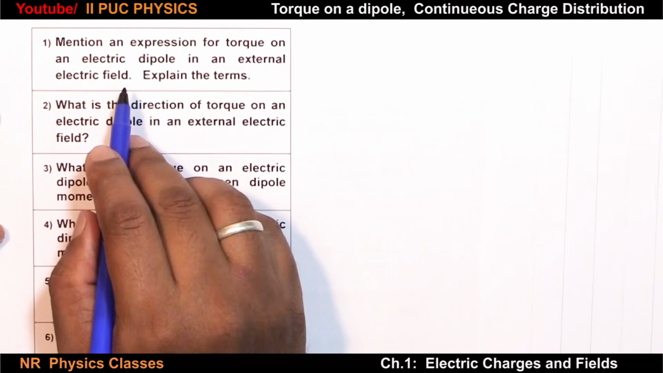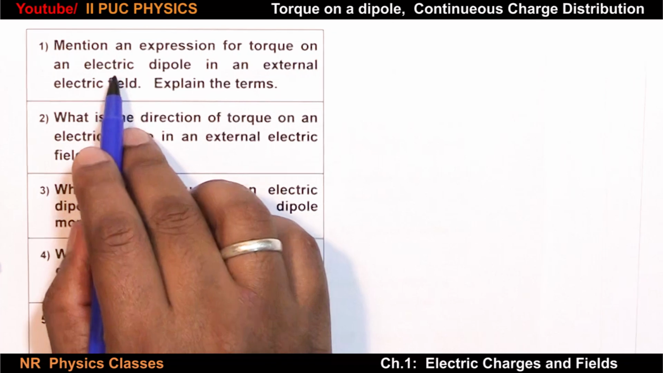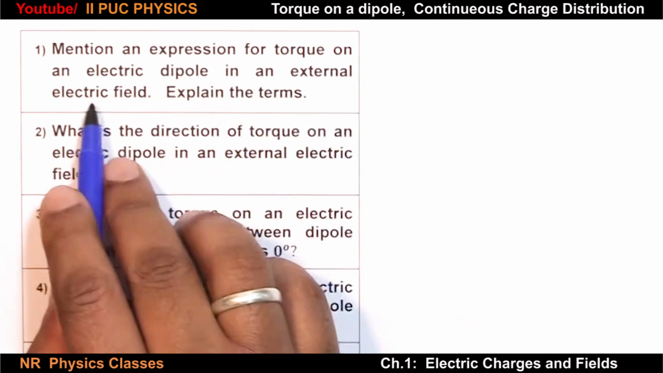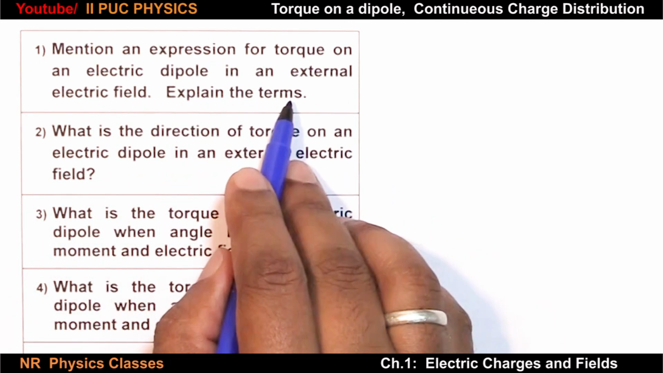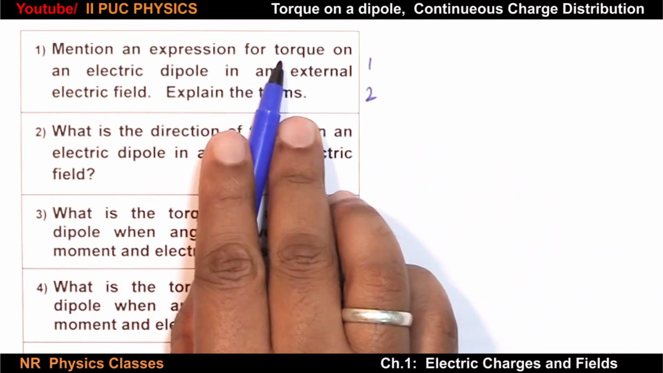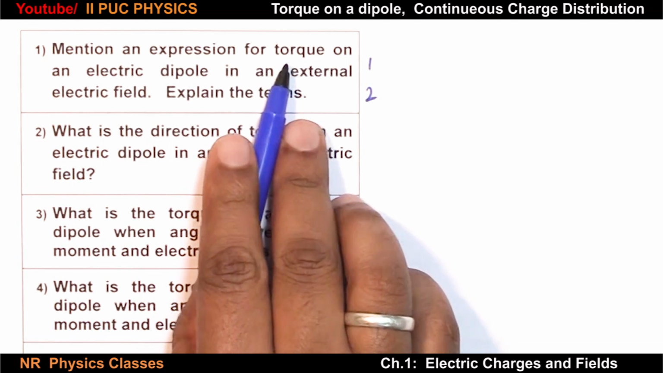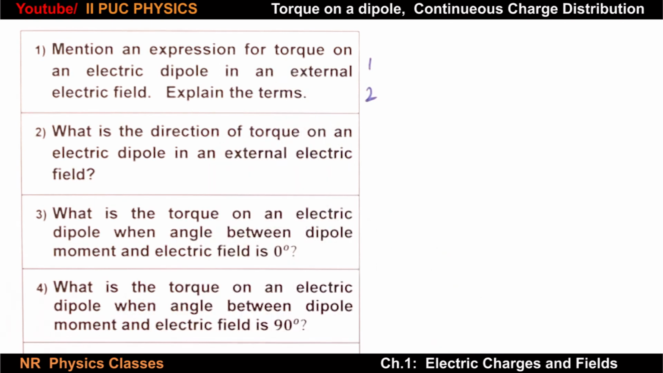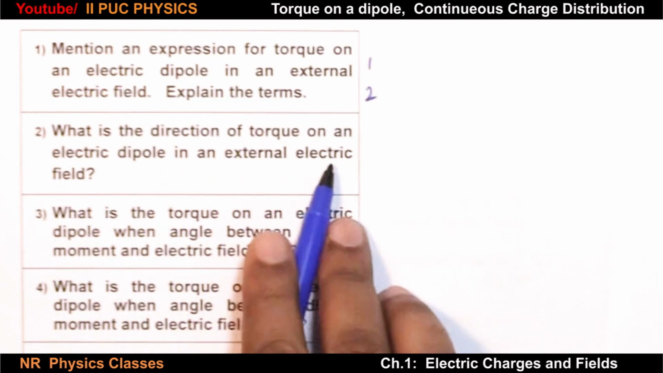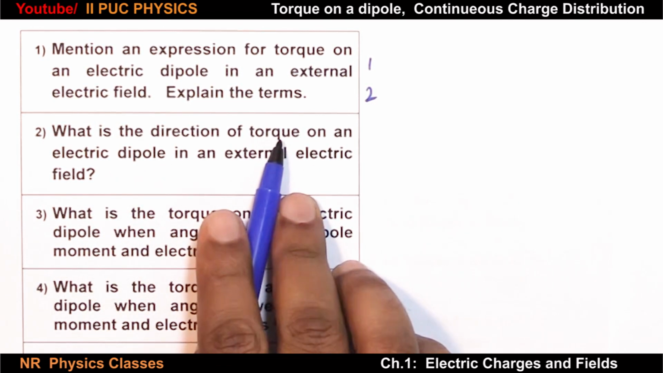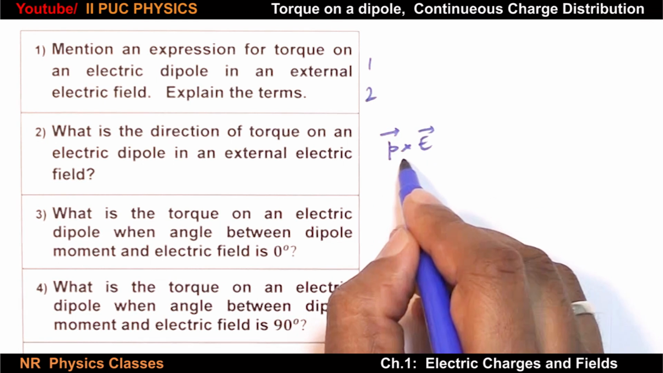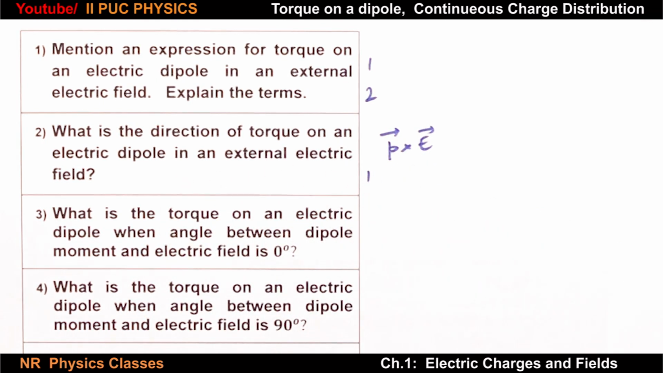Probable questions from this topic. Mention an expression for torque on an electric dipole in an external electric field. Explain the terms. This can be asked for 1 mark or 2 marks. You have to explain the terms. Expression for torque, P cross E or PE sin theta into n cap. What is the direction of torque on an electric dipole in an external electric field? Direction of torque is perpendicular to plane containing both P and E, following right hand screw rule. Mention the direction. 1 mark.